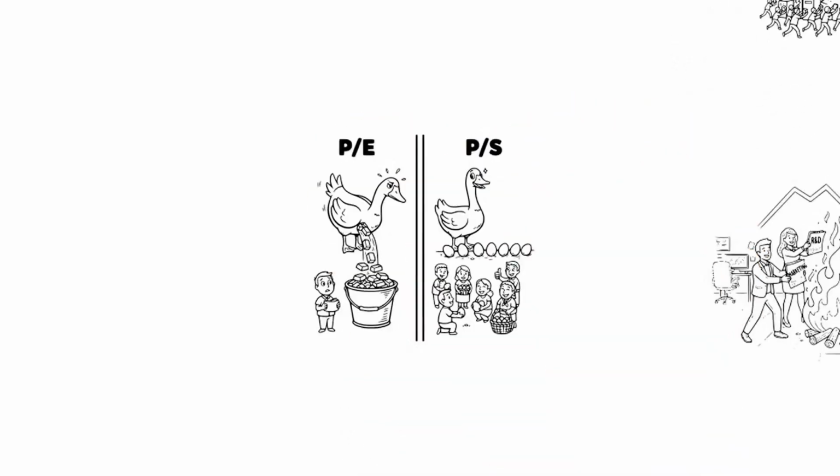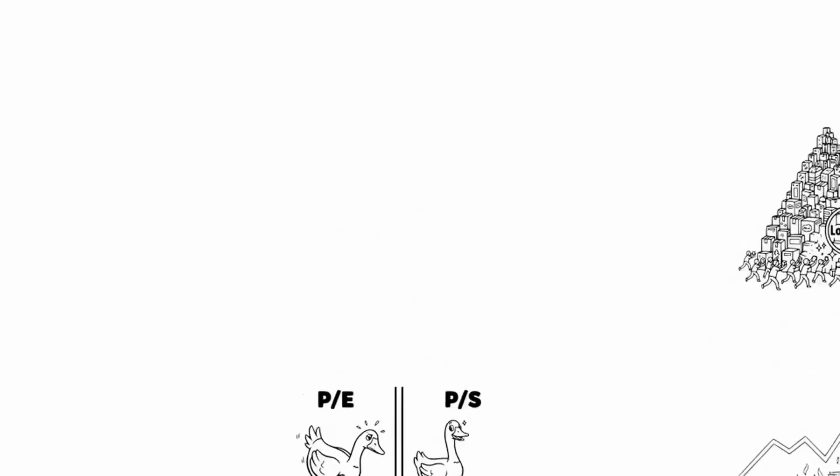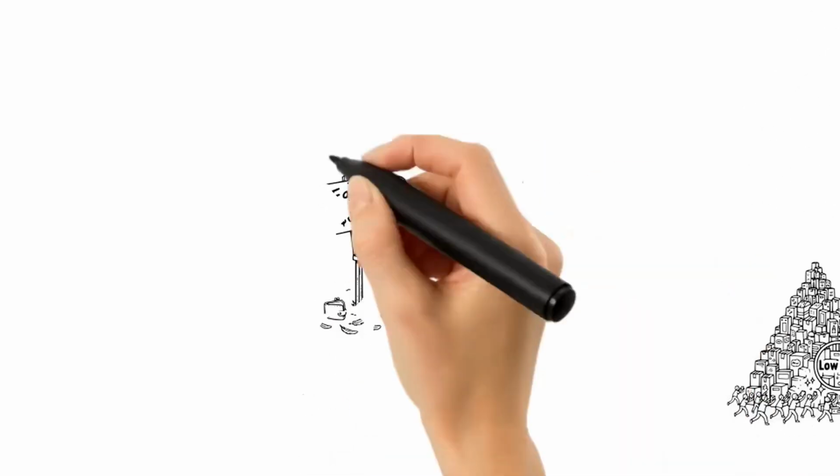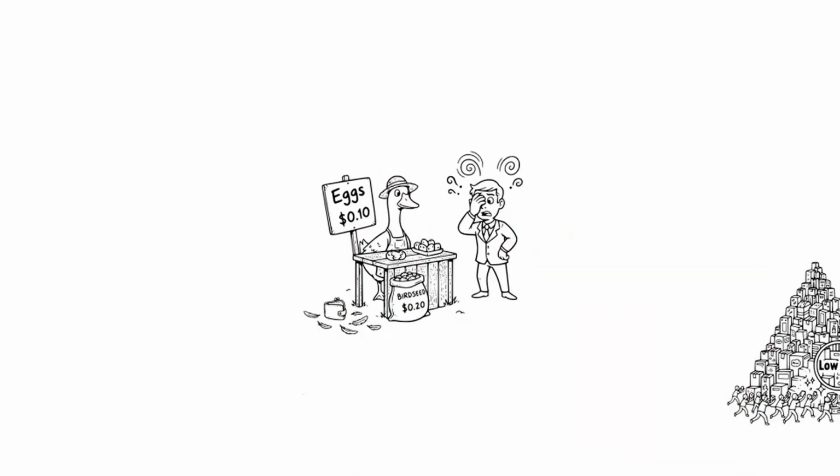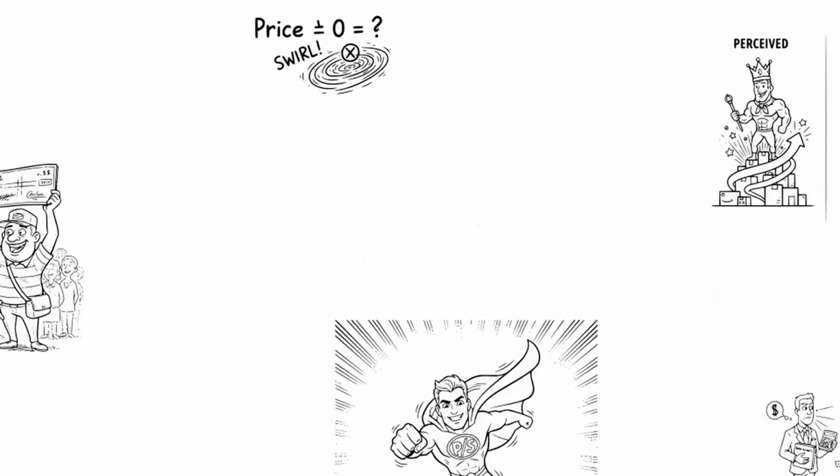In the end, the PE ratio tells you if the goose is pooping gold, while the PS ratio tells you if the goose is at least laying eggs. Just make sure the goose isn't selling those eggs for less than the cost of the birdseed, or you will end up with nothing but a very expensive pile of feathers and a very empty wallet.